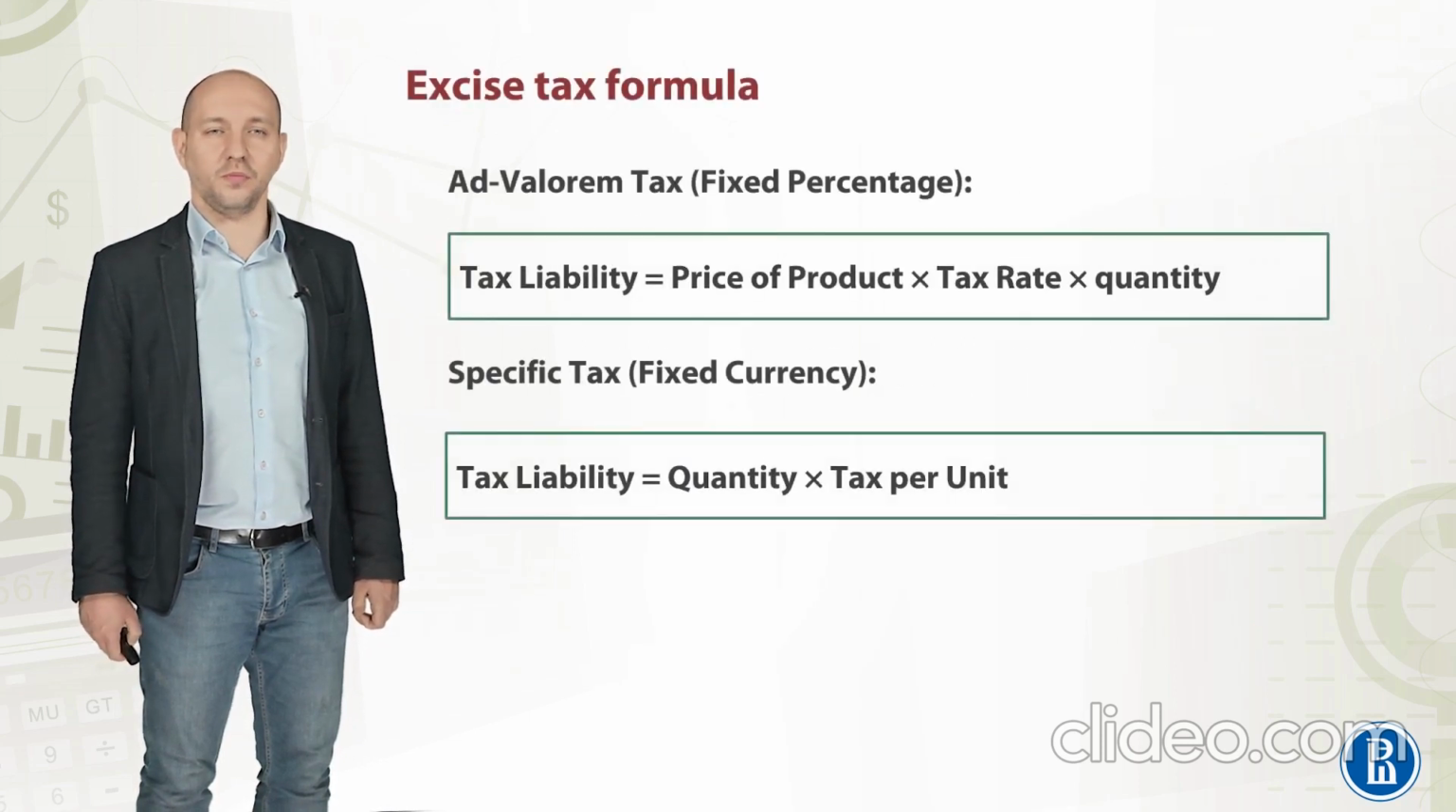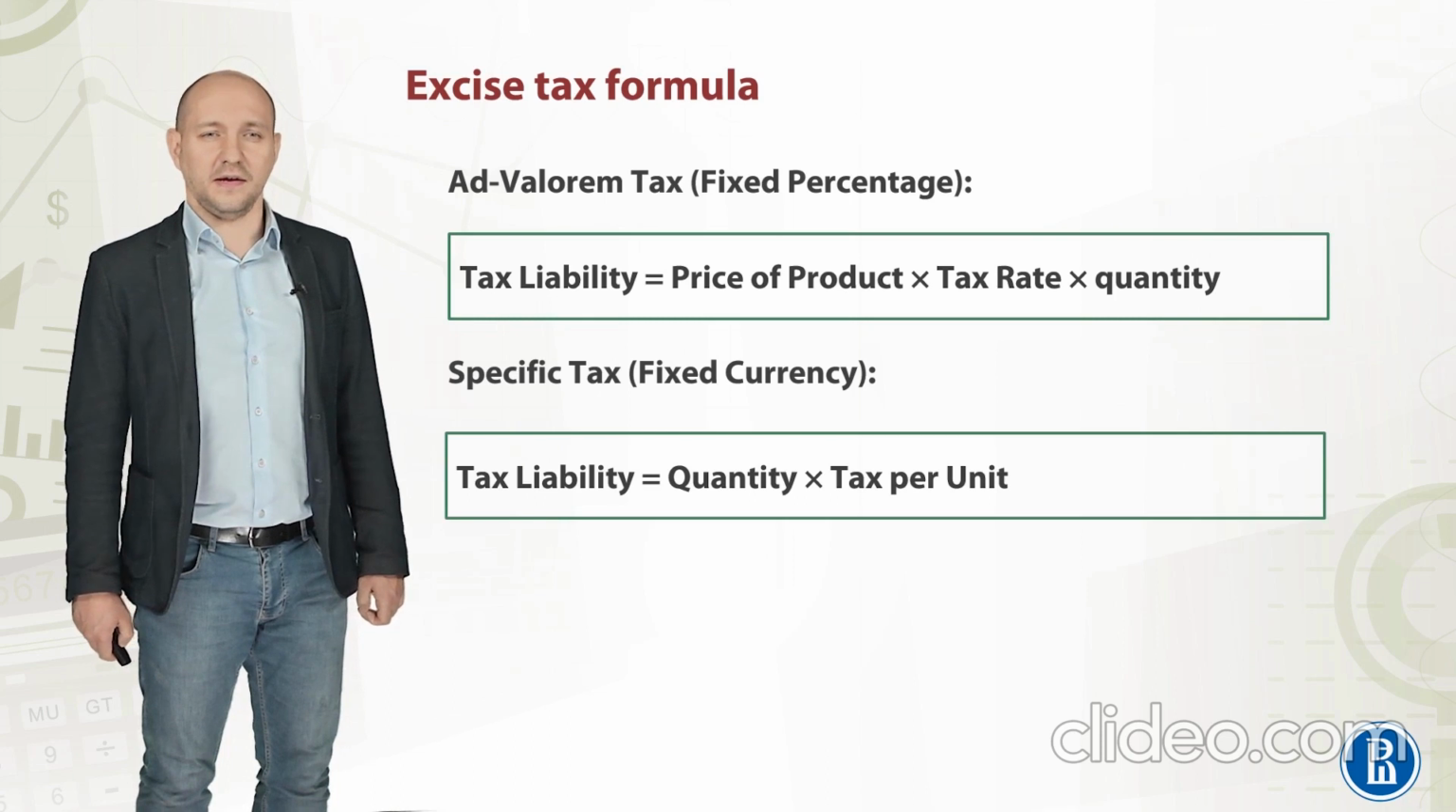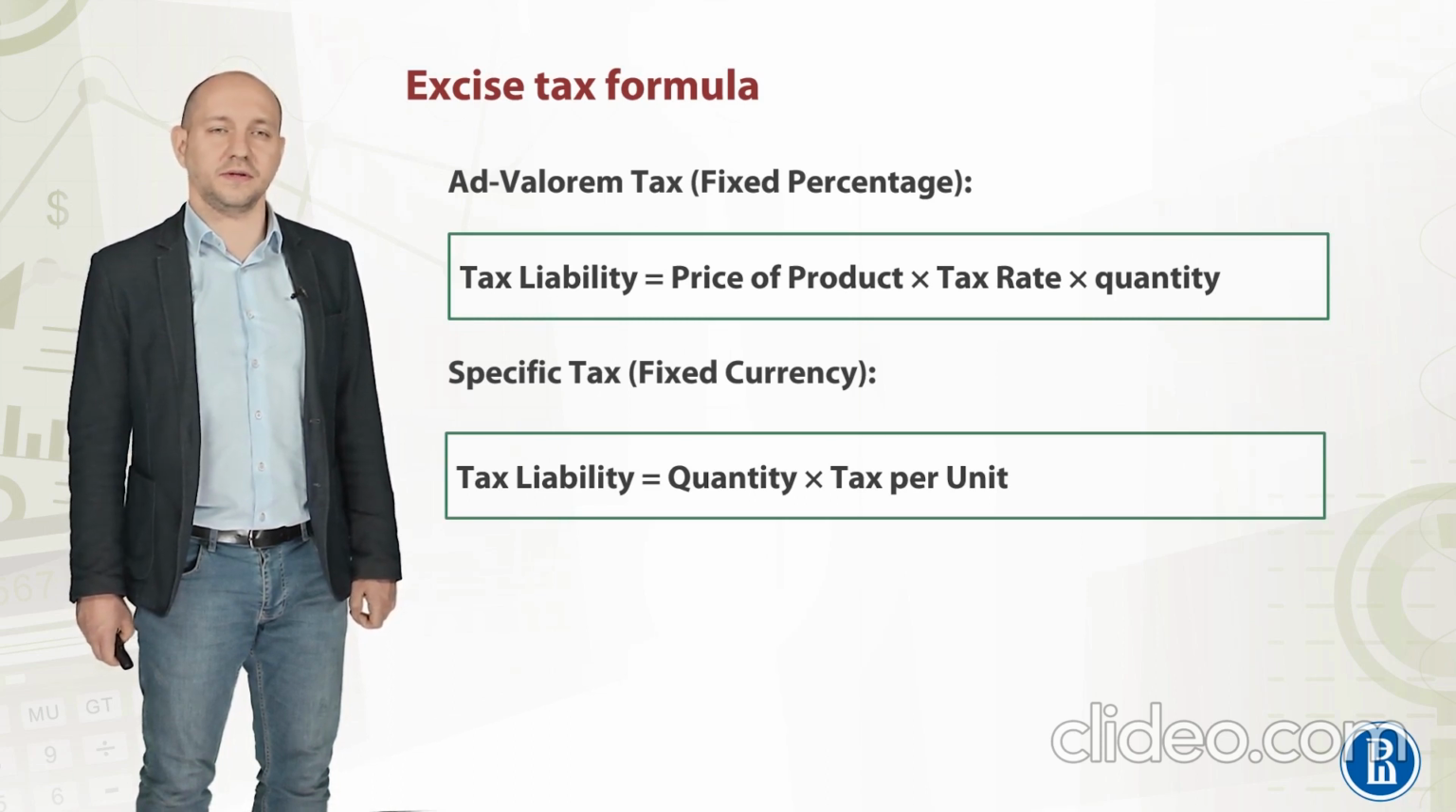Here we see the formula which can be used depending on the type of excise tax that we're facing. In case of ad valorem tax, fixed percentage, you simply multiply the price of the product by the tax rate and then by quantity. This way you get the tax liability. If we are talking about specific tax, fixed currency, then you multiply quantity by tax per unit and get the final tax liability that you have to pay.